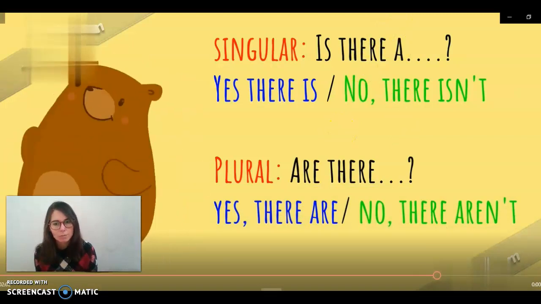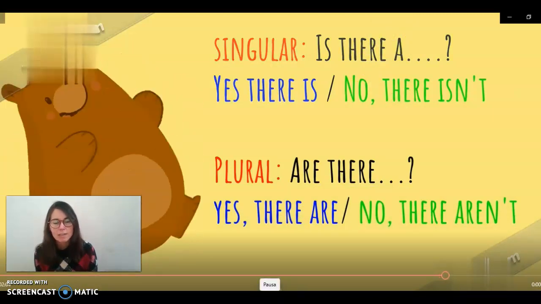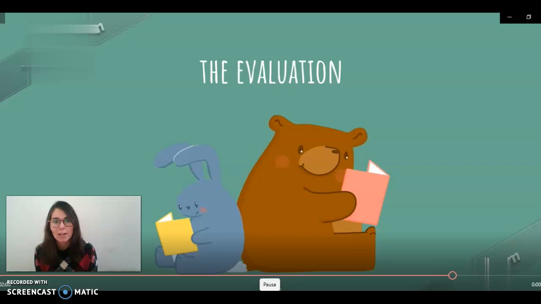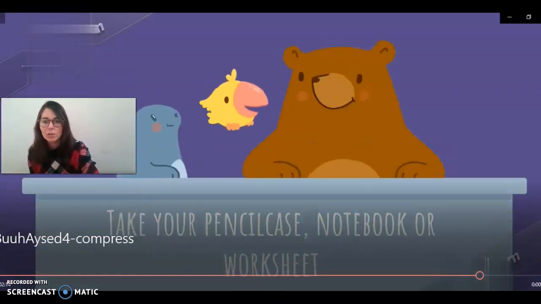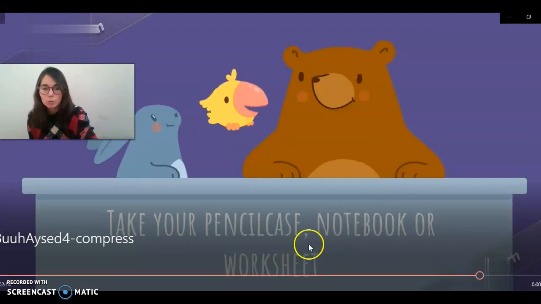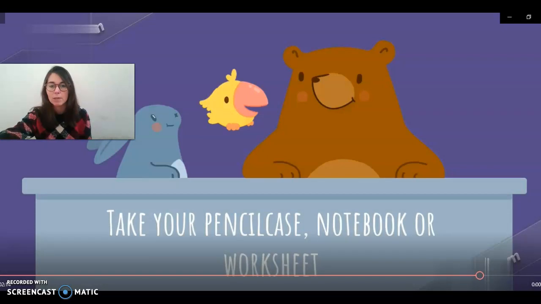So now, I think we're going to go to our evaluation. So in order to do this evaluation, you're going to need all your materials. Van a tener que ir a buscar todos sus materiales. So you're going to take your pencil case, notebook, or worksheet. So the pencil case, el estuche, right? Your pencil case. The notebook, el cuaderno, right? Not this notebook, not this notebook. I mean the paper notebook, right? El cuaderno.